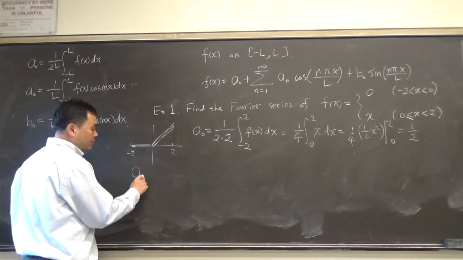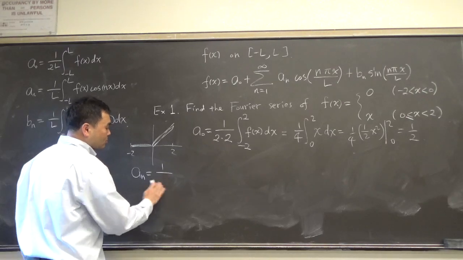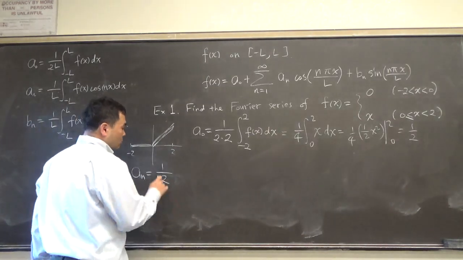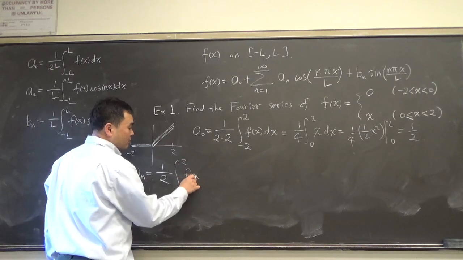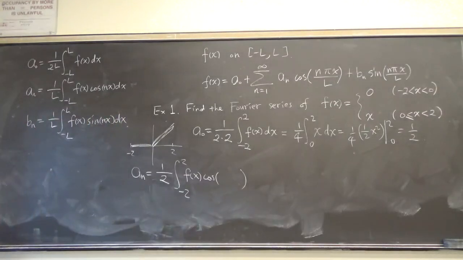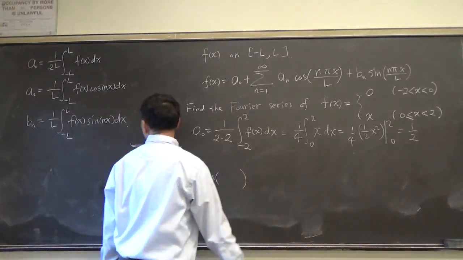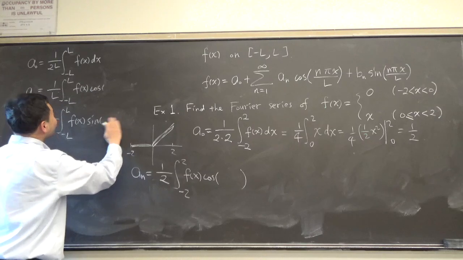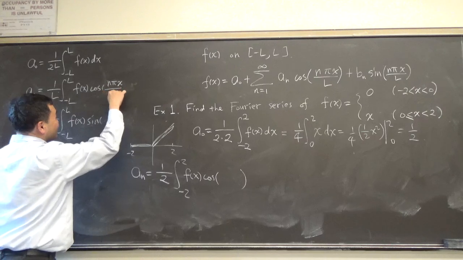Now, an would be 1 over 2 times 2. No, it's just 1 over 2. It's 1 over L, right? So 1 over 2, integral from -2 to 2, f of x times cosine. Okay, let's think about what goes in here. Cosine of what? Oh, sorry, I misread this. This should also be n pi x over L.